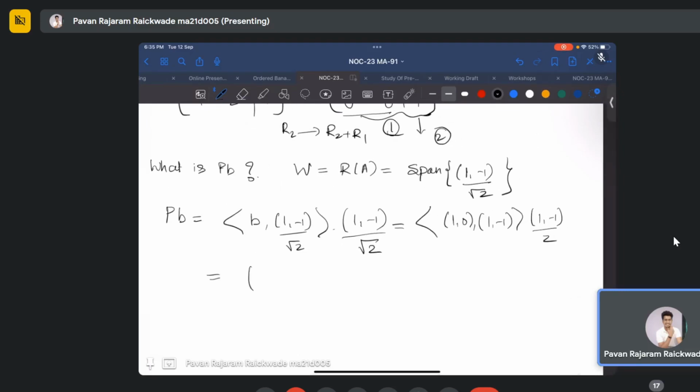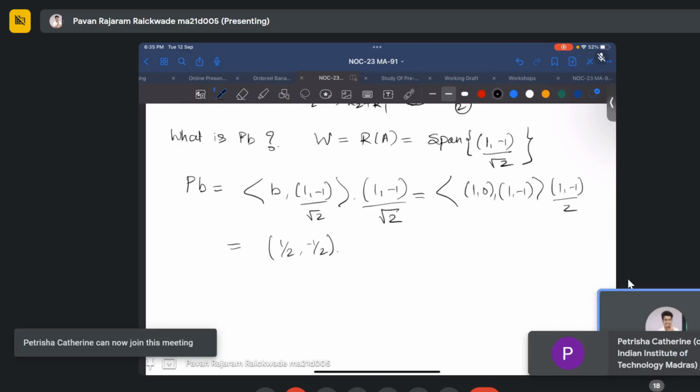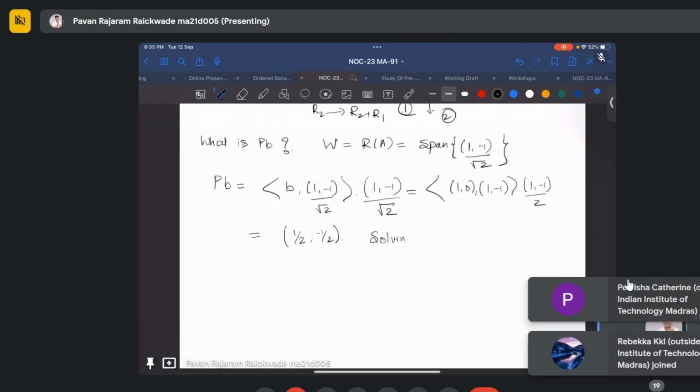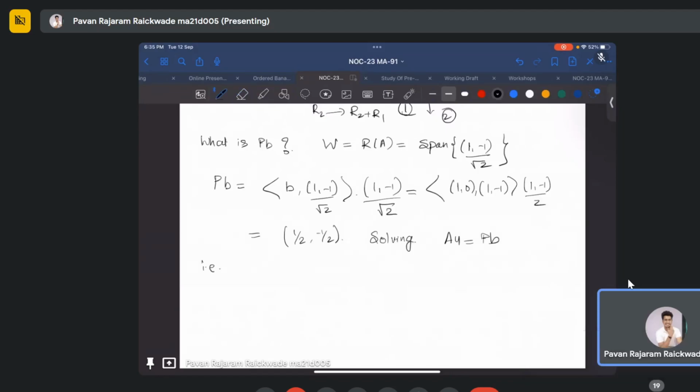Which is simply 1 by 2 minus 1 by 2, right? The question is reduced to solving AU equals PB, that is, matrix A, U, I will call this U as U1, U2, equals PB, which is 1 by 2 minus 1 by 2.